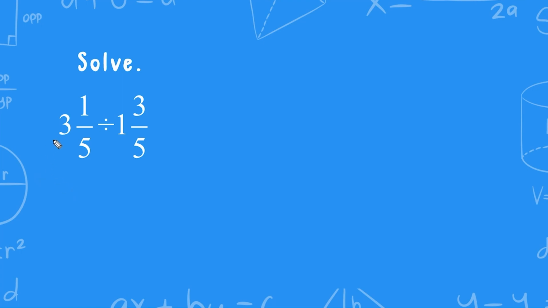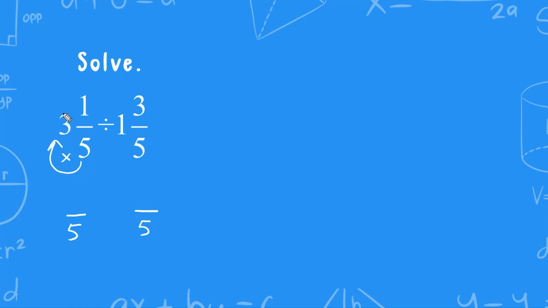All right, so we have a mixed number being divided by another mixed number. So the first thing that we have to do is rename each one of these as an improper fraction. Now, whenever renaming fractions, the denominators are not going to change. So I'm just going to rewrite these 5s as 5s. Now, to get our numerator, we have to multiply our denominator by the whole number.